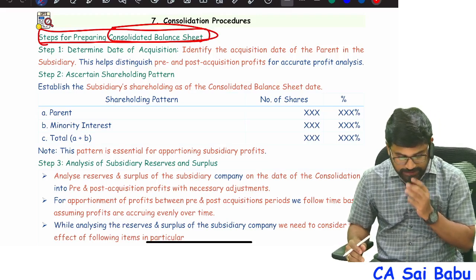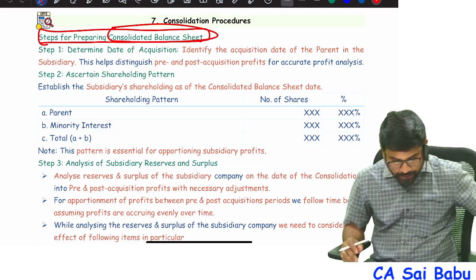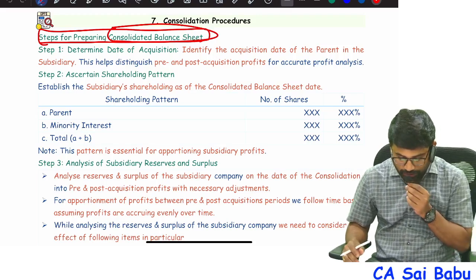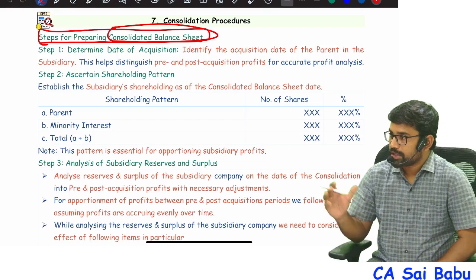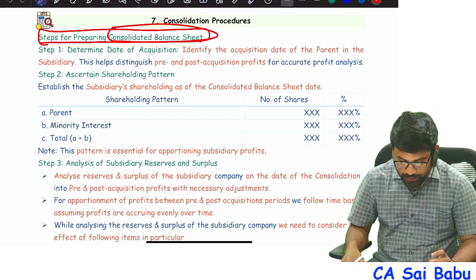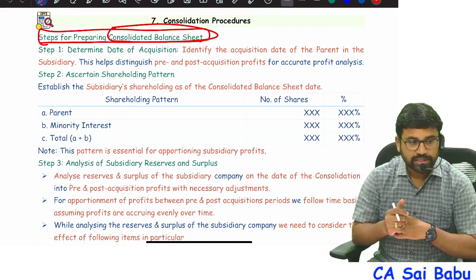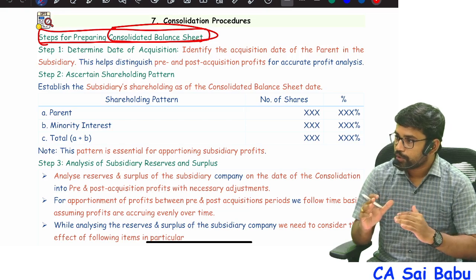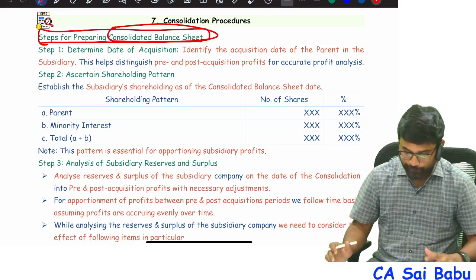Okay, let us continue our discussion, sir. We have started the consolidation procedure. Consolidation of balance sheet we have started. In consolidation of balance sheet, I told you, there are 9 steps involved.